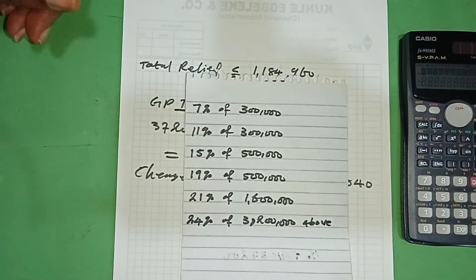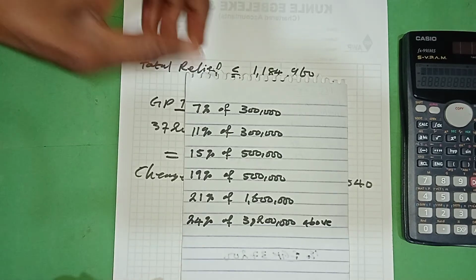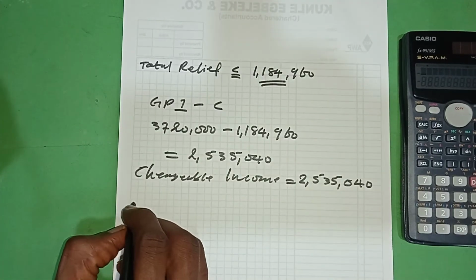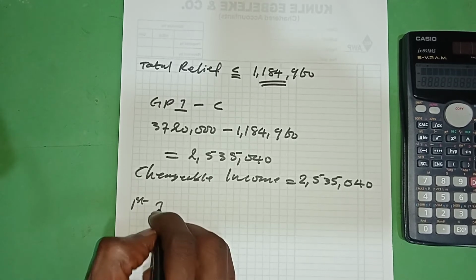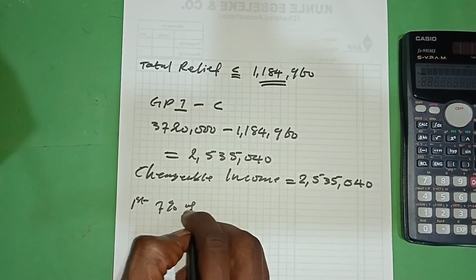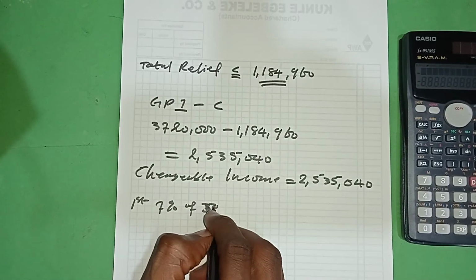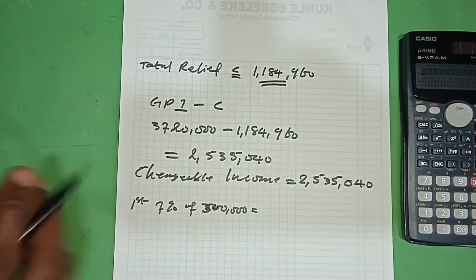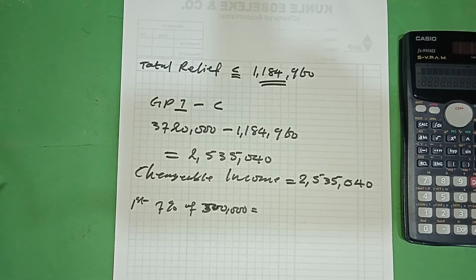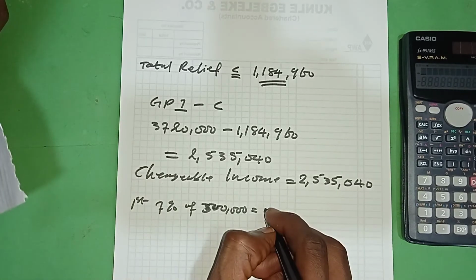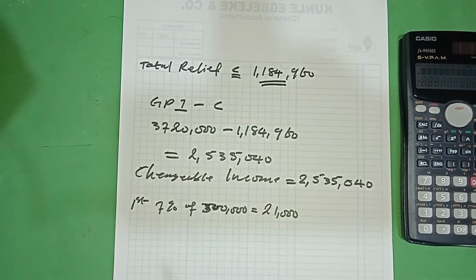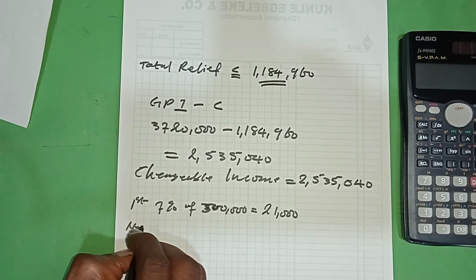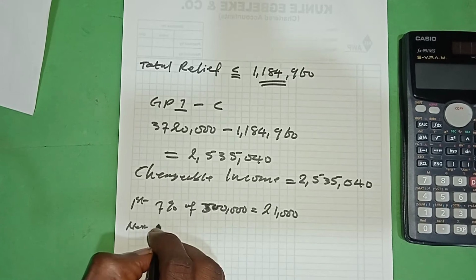We are going to use our tax rate here now. First, 7% of 300,000 will give you 21,000. Just know this is very simple. The next is 11%.